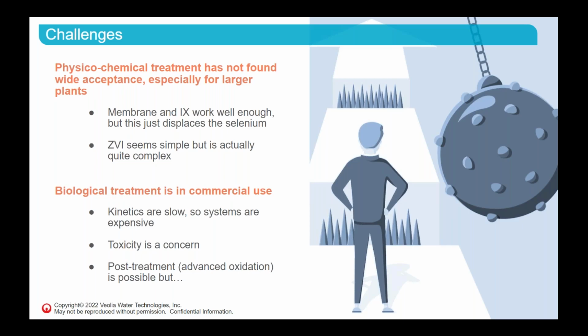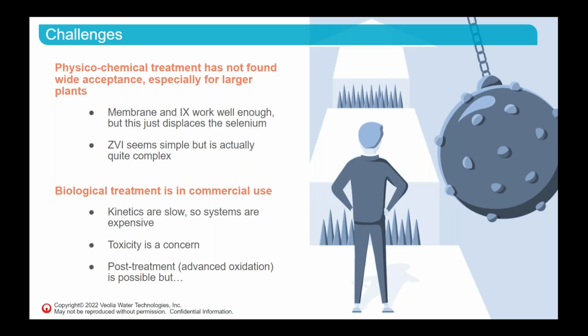The first part of the kinetic, which is reduction of selenate +6 to selenite +4, is actually quite fast. But the second step, which is reduction of selenite +4 to elemental selenium 0, is actually very, very slow. And that means if kinetics are slow, you're going to have big reactors, and big reactors mean you're going to have an expensive system.